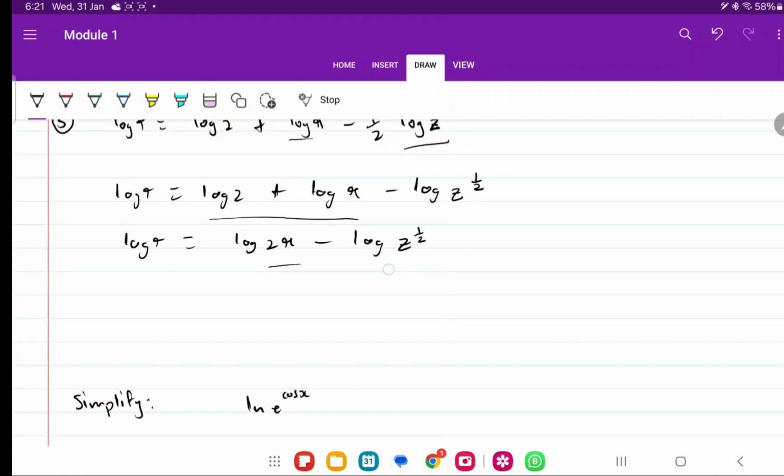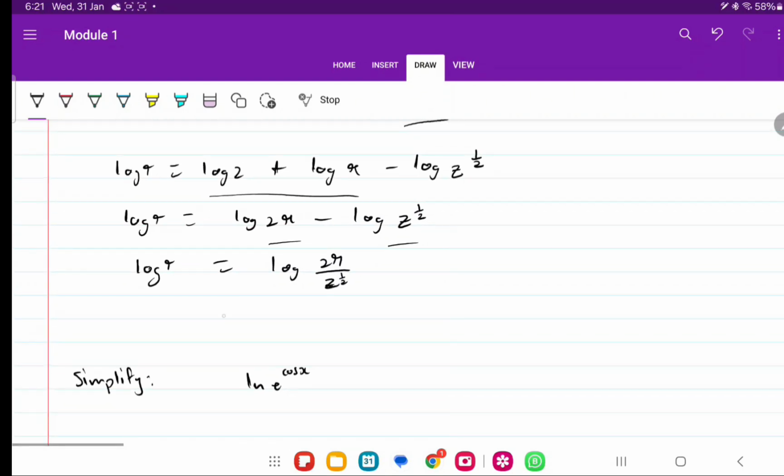And which law can I apply here? I can apply the quotient law in reverse, right? So the log of t is going to be equal to the log of 2 pi divided by z raised to the power of a half, right? And z raised to the power of a half would be the same as square root of z. Remember, laws of indices. So I'm going to have the log of 2 pi divided by the square root of z.